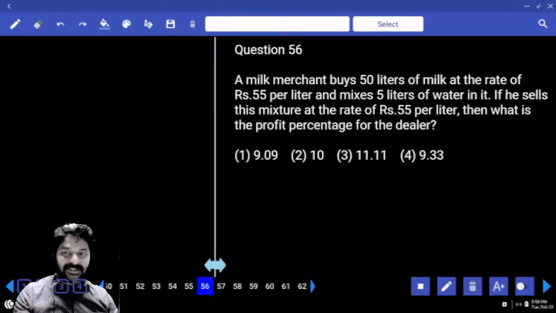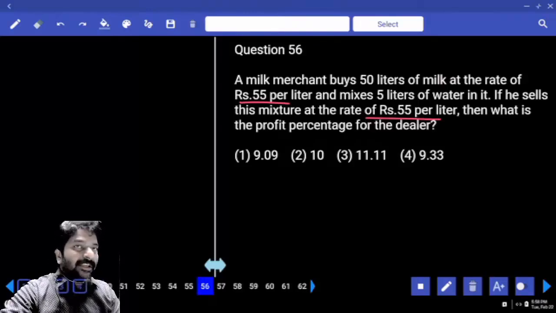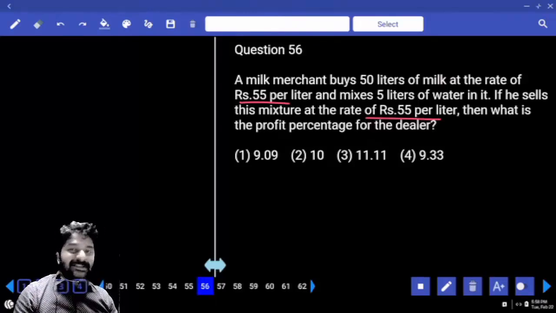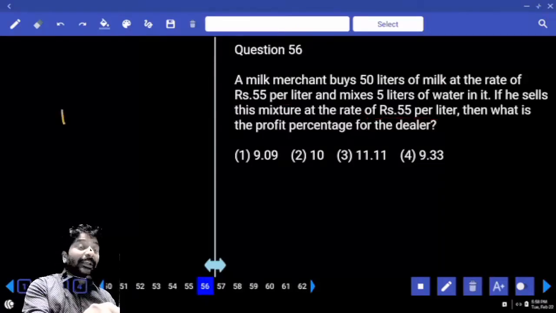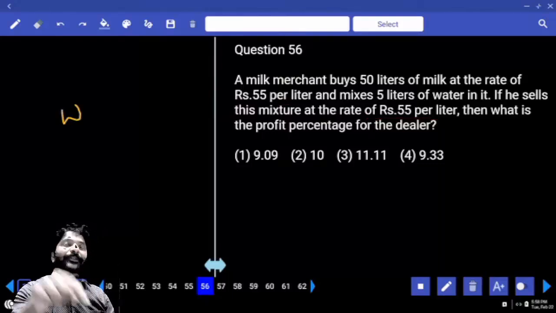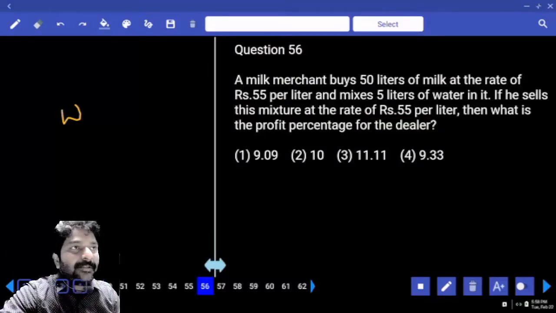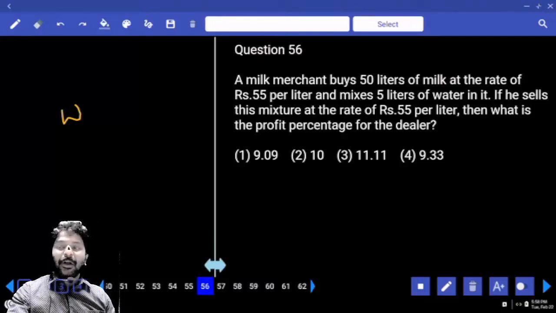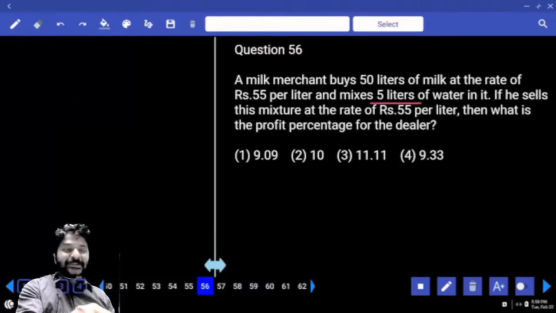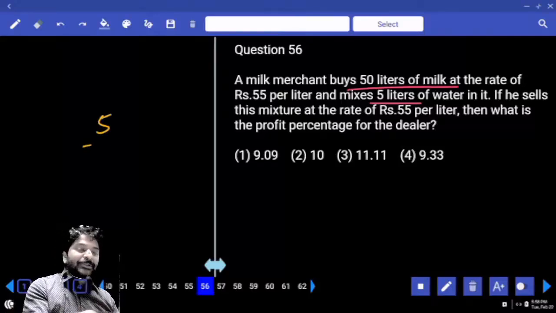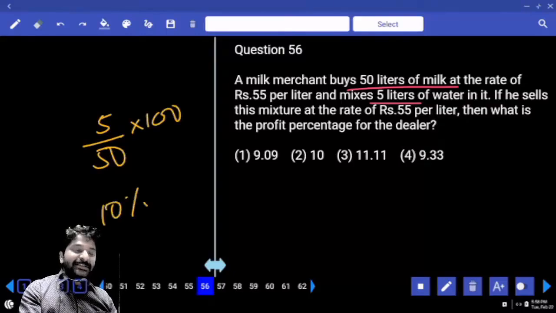But there is an advantage here. Whatever is the cost price of milk we have, the same is the selling price of the mixture. If cost price and selling price are the same, whatever the water content they are adding, that itself is the profit. Are you getting? So how many liters of water we are adding? 5 liters. So 5 liters of water we are adding to what quantity of milk? 50. So 5 out of 50 directly is your profit percentage. That is 10% profit.